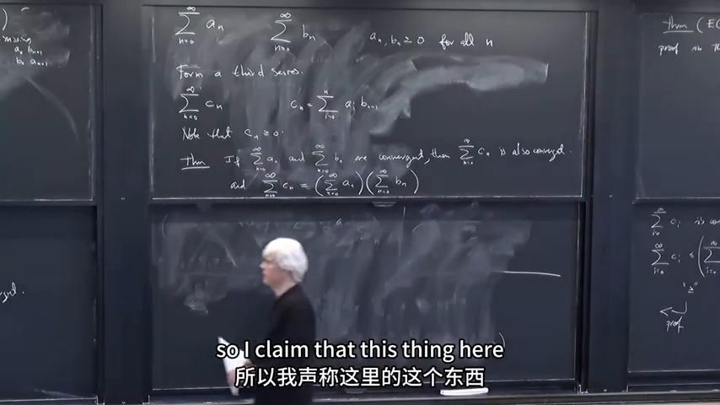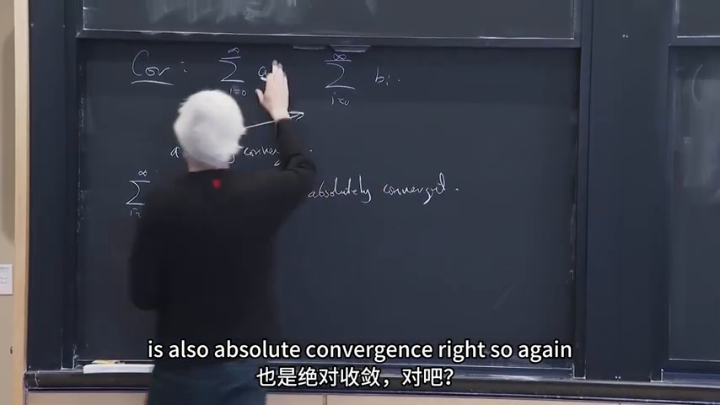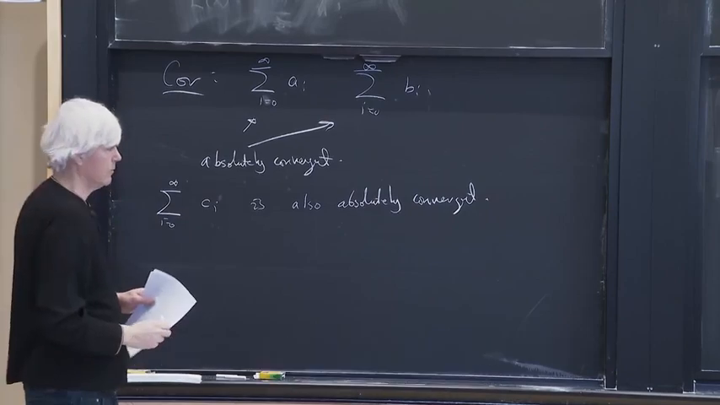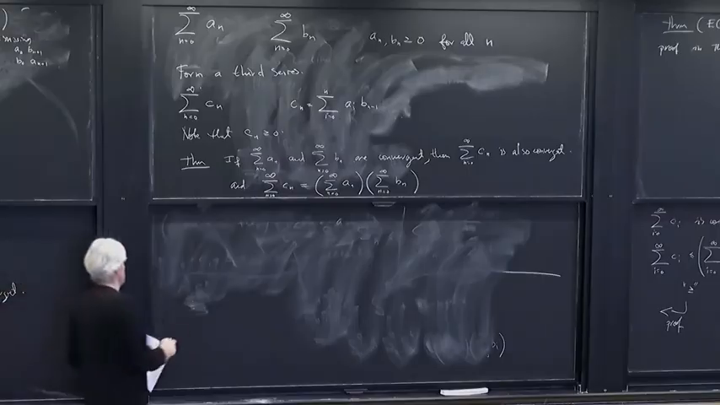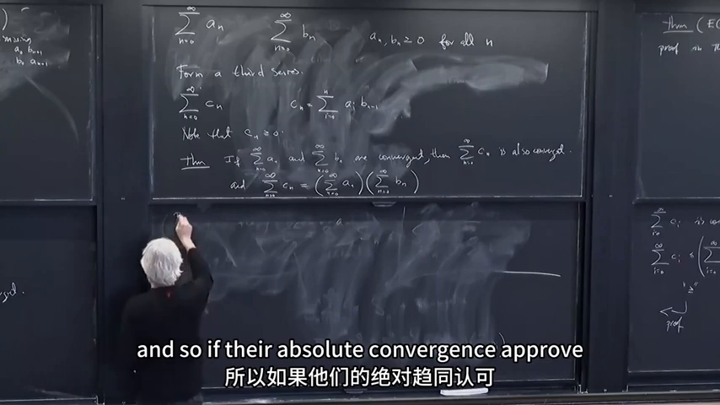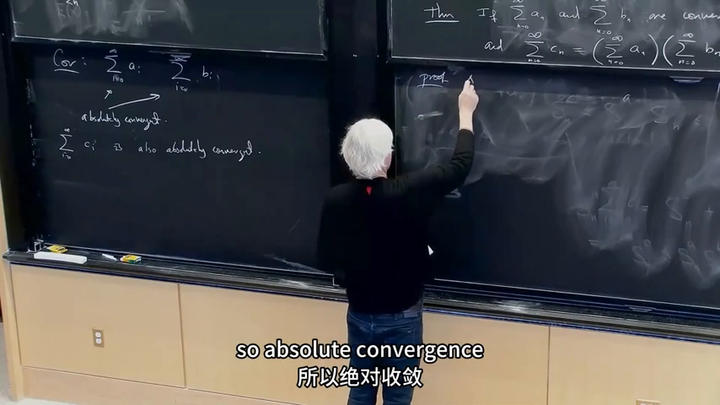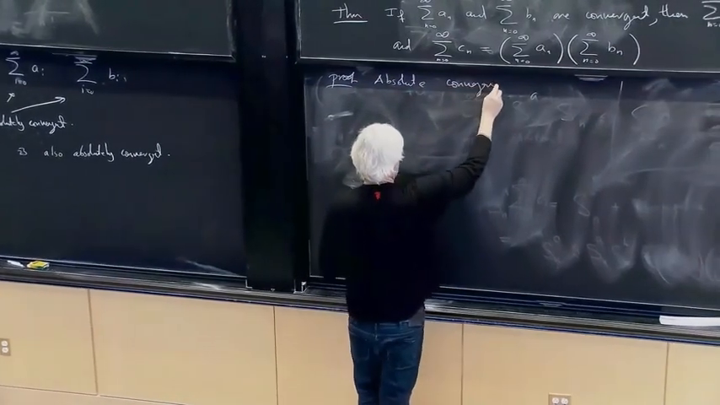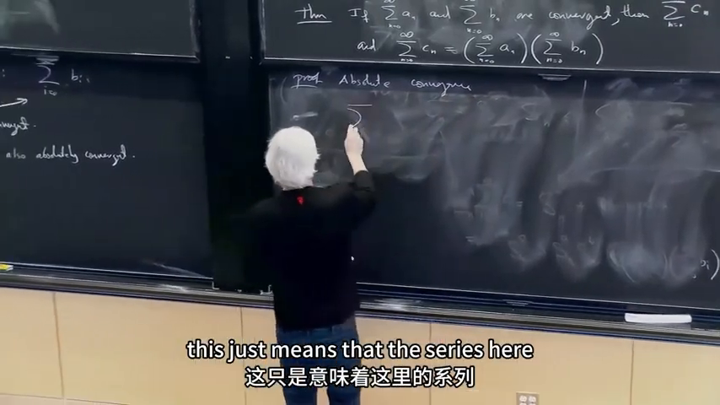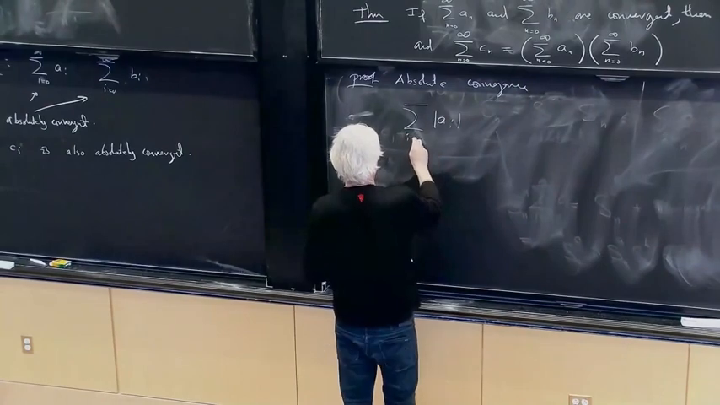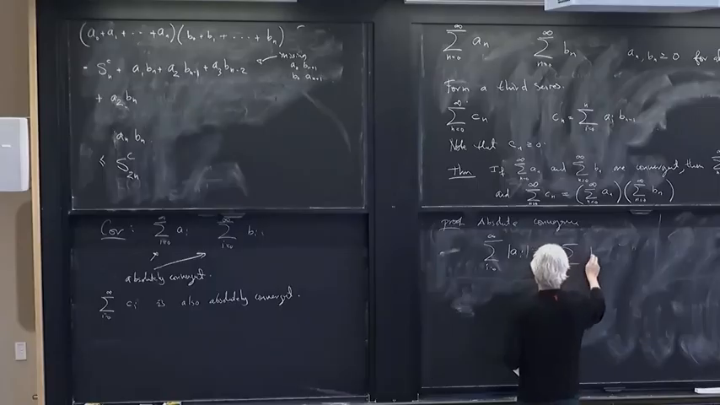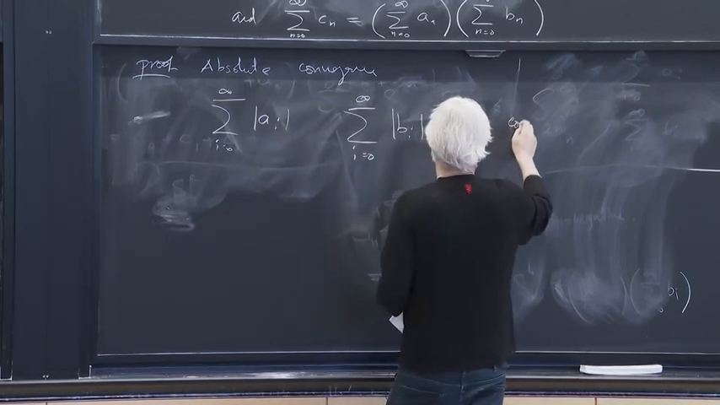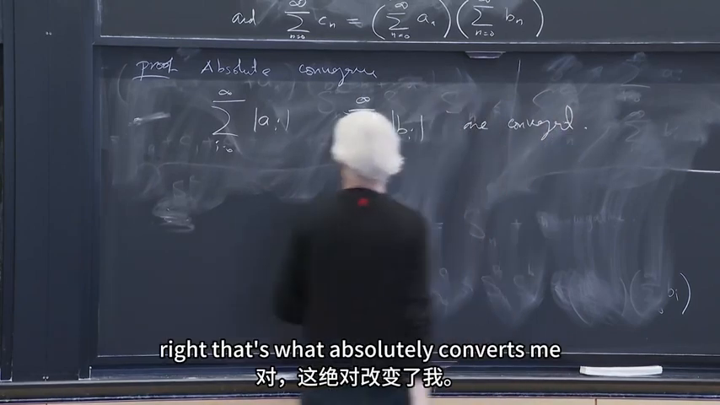So I claim that this thing here is also absolutely convergent. Again, I'm not assuming a sign on these, but I am assuming that they're absolutely convergent. And if they're absolutely convergent, this just means that the series here, this one here, and this one here are convergent. That's what absolute convergence means.